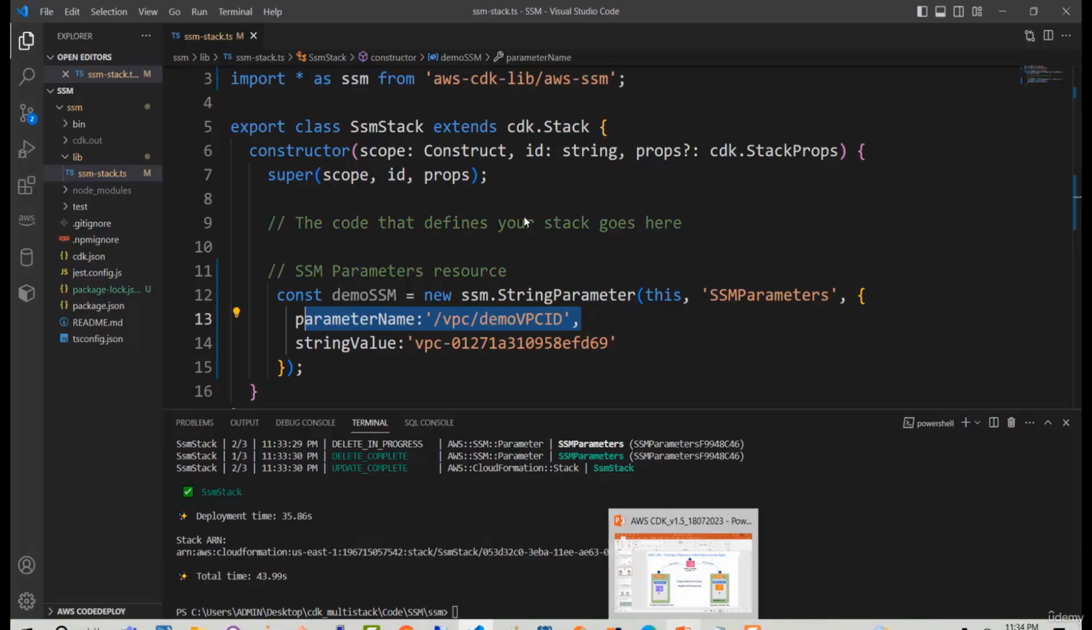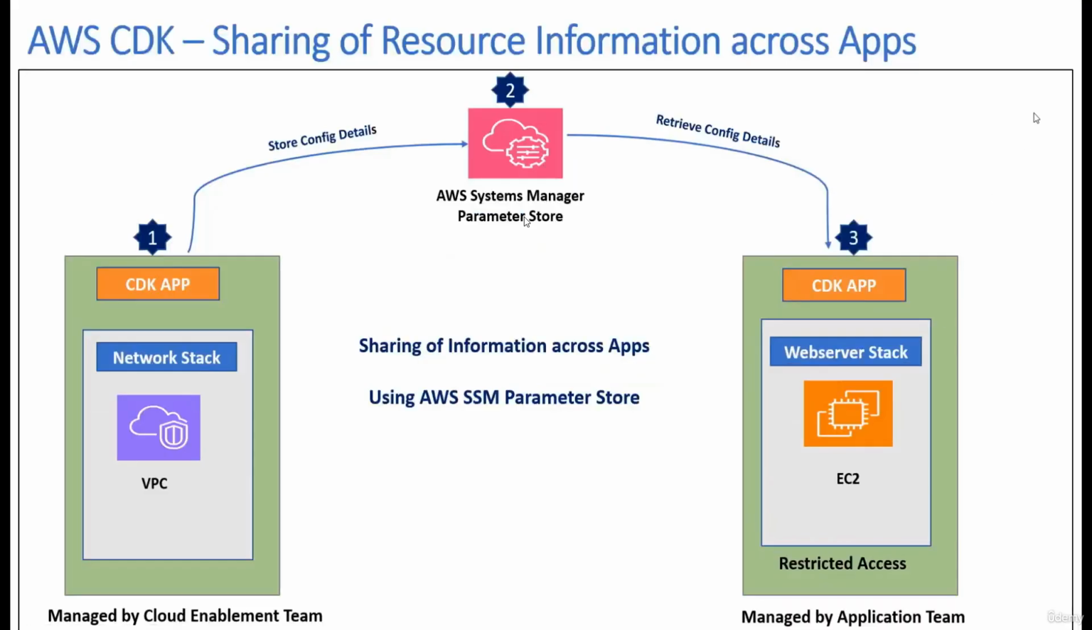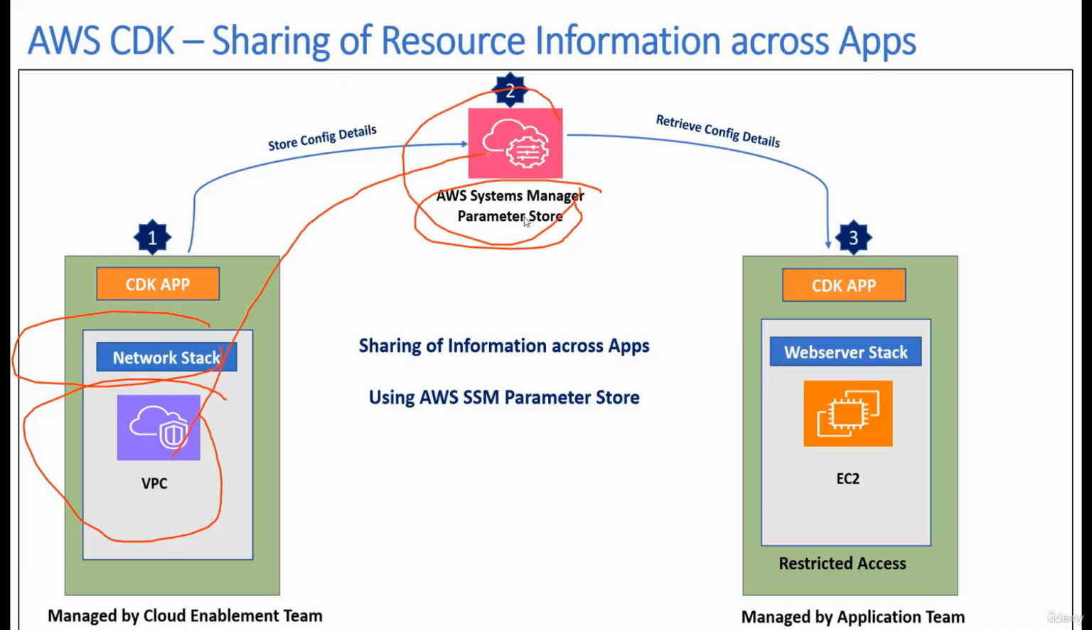Now, if I go to my steps guide, you can see here, first we created the network stack, and as part of the network stack, we created the VPC and its components. Now we have created the AWS SSM parameter store using CDK and then stored this VPC ID as a parameter in this SSM parameter store.